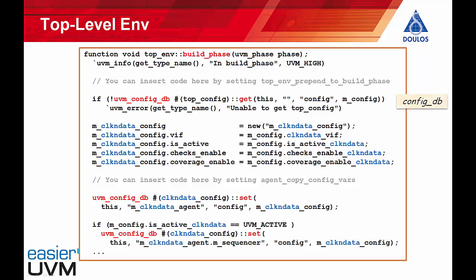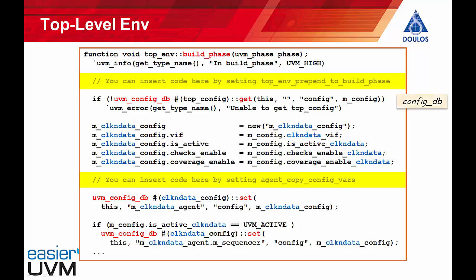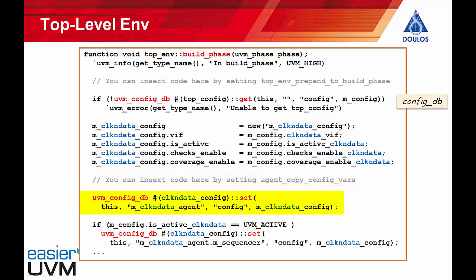Again, most of this is boilerplate code, apart from the code in blue that refers to the actual name of the agent. And you can also see comments here showing you where you can insert your own code fragments by using the appropriate settings within the code generator interface template files. So if you wanted to copy the values of user-defined configuration parameters from the top-level configuration object down into the configuration object for a particular agent, you would use the setting agent copy config vars in the interface template file of the corresponding agent. Then we're setting the configuration object for each agent within the configuration database.